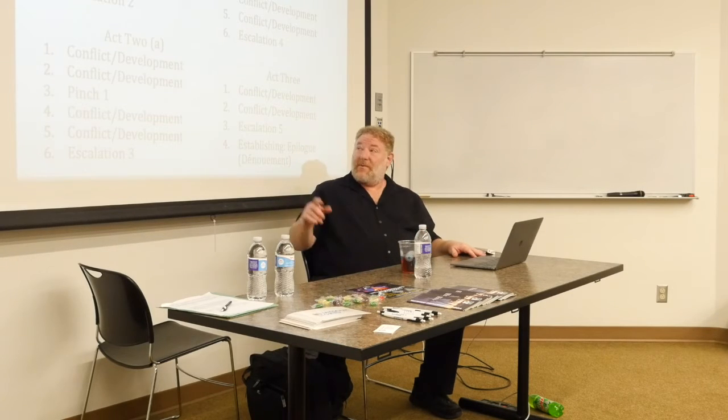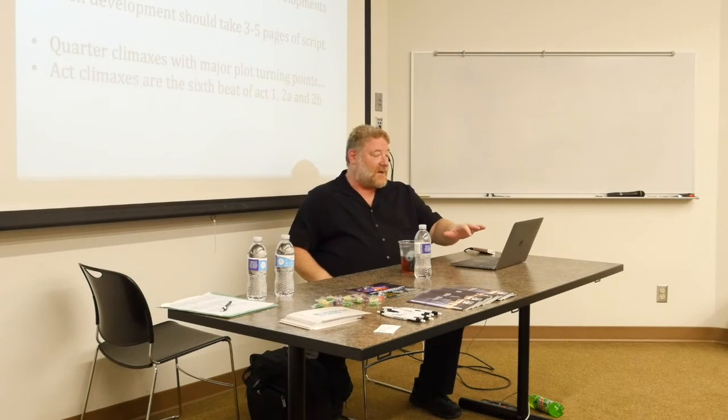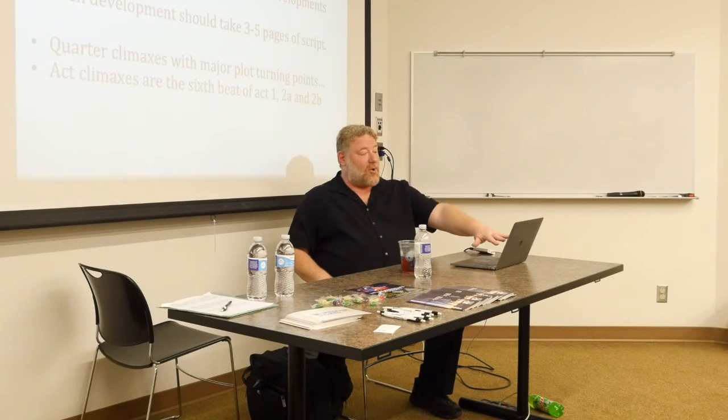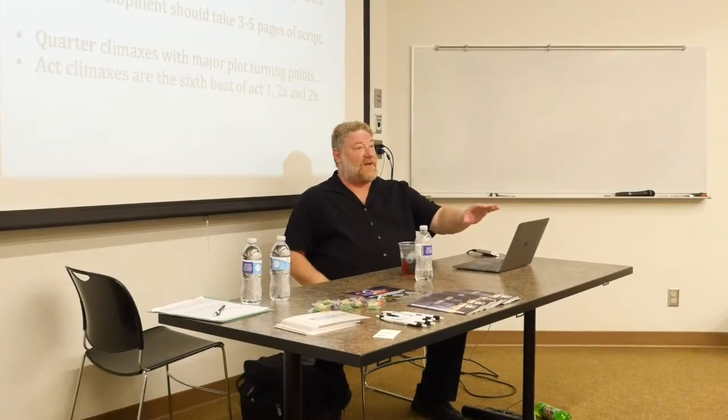Any other questions? All right. So everybody understood this, right? And the key to understanding that was there's 6 developments per quarter of your script concept. Each development should take 3 to 5 pages of script. That guarantees you that it's going to be the right length. And then you have quarter climaxes, as we discussed, that are the escalation points. And that's my book! All right.